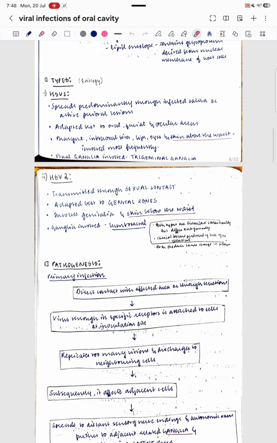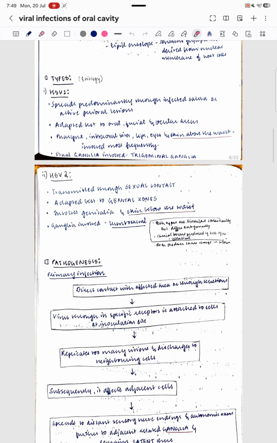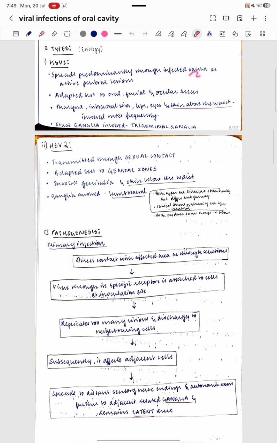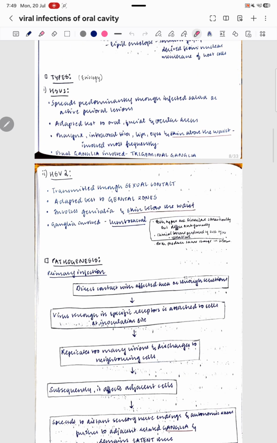Okay, then you have types. I have discussed type 1 and 2 in brief. Okay, so type 1 spreads predominantly through saliva. Okay, and it is adapted best to oral or facial areas. So this is our interest. Okay, and pharyngeal, intraoral sites, lips, eyes, skin above the waist are involved most frequently, and the usual ganglia involved is the trigeminal ganglia.